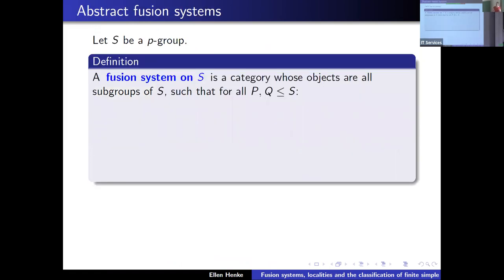Okay, so there's also a notion of an abstract fusion system, and this is generalizing what we just saw in this example. So again, now S is just some p-group, and again, it's a category whose objects are all the subgroups of this p-group S. And the morphisms look similar as before.